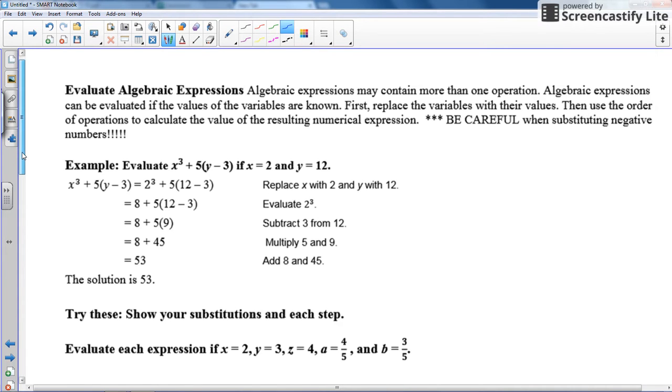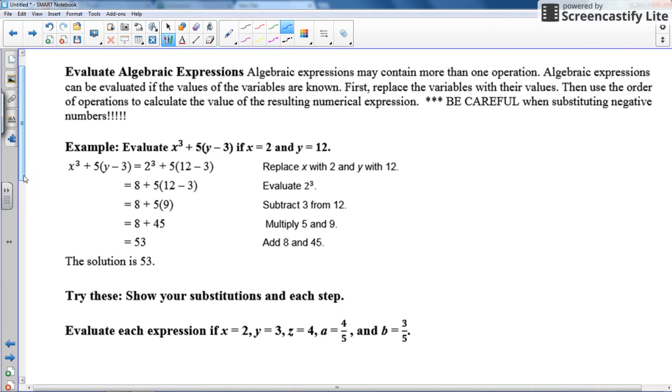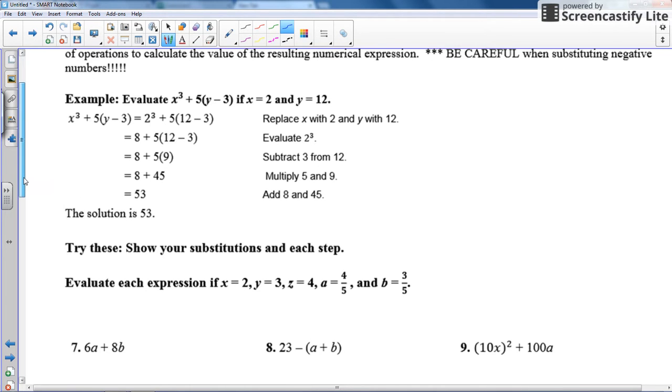And then finally, our last thing is evaluating algebraic expressions. This is simply when you have variables and you're going to have to substitute numbers in place of the variables first before you can evaluate it using the order of operations. So here's an example for you. I'll let you look at it. The biggest thing you have to pay attention to is that you need to substitute all your values first. So your very first step is just rewriting the problem with your substitutions. Then you can start evaluating it.